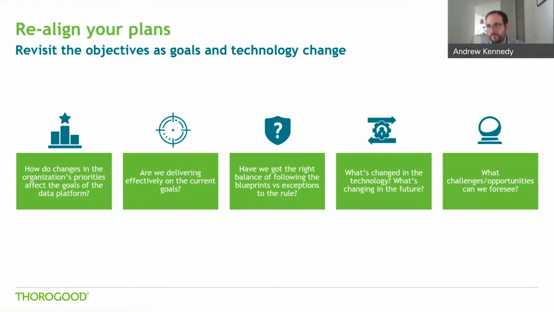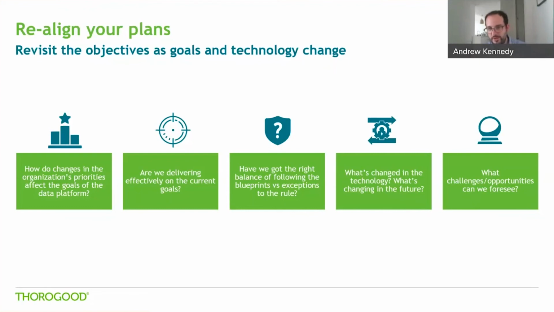Have we got the right balance of following the blueprints versus exceptions to the rule? The more exceptions we see, sometimes that signals that there's something missing in the blueprint, or sometimes we'll see a whole load of new applications come in trying to do something similar, and then we look at how we support that kind of application as a standard approach within the blueprint. So seeing what's happening can help get you the right balance between things that are nailed down and specified in the blueprint versus where you need a level of flexibility.